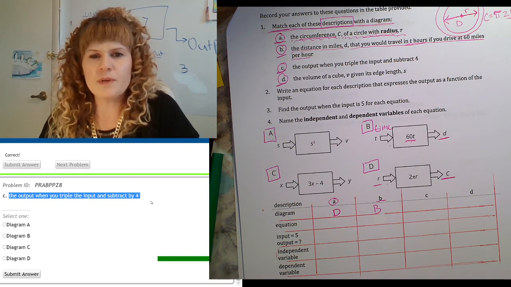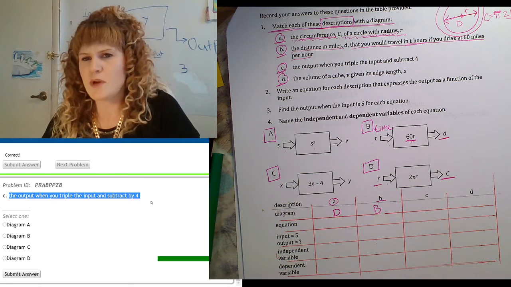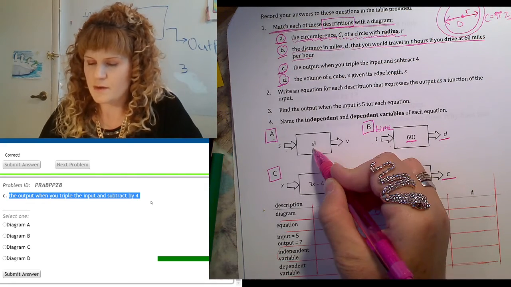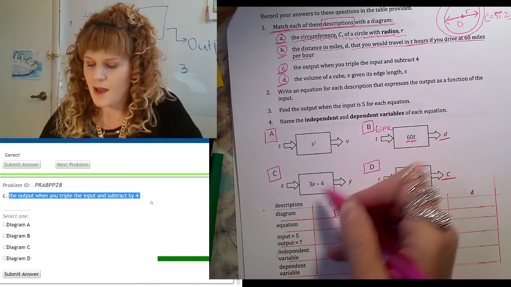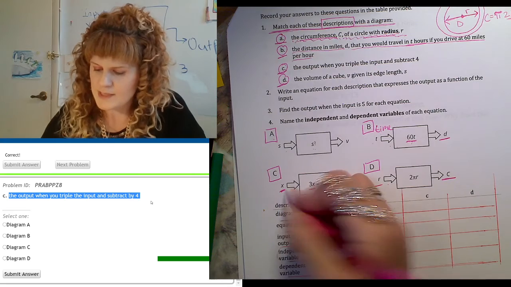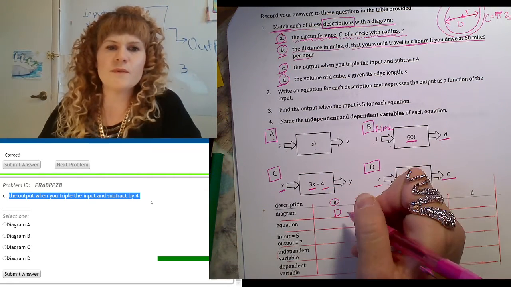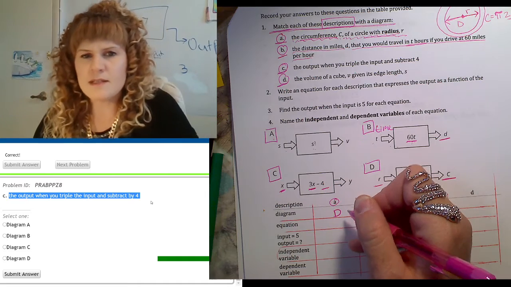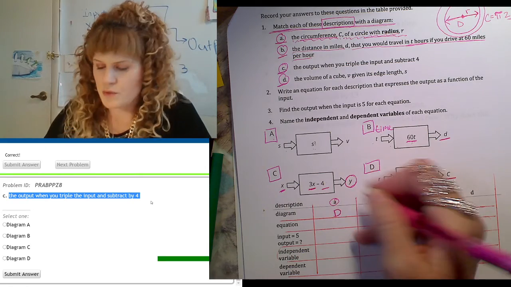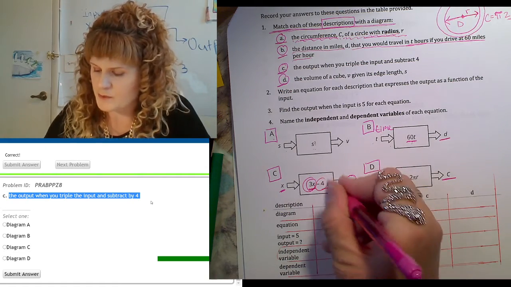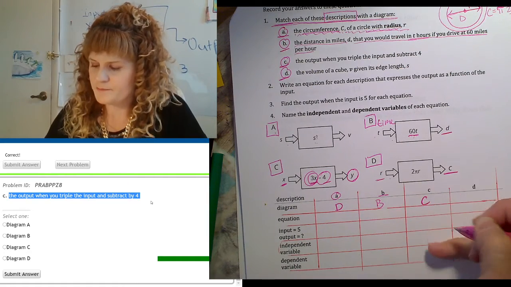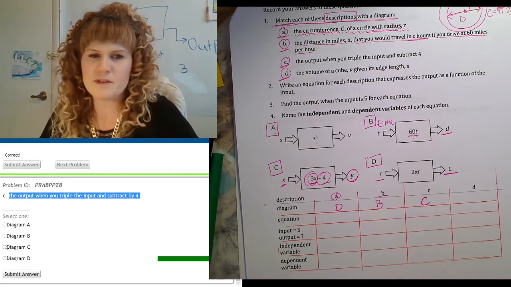C, the output when you triple the input and subtract 4. Well, we've only got these two remaining, A and C. So it is not the input cubed. Aha, it is the input times 3 minus 4. The input is x. Input times 3 minus 4. That means we've got the output when you triple the input and subtract 4. C is C. And there's only one more remaining, so I'm sure you can figure it out.